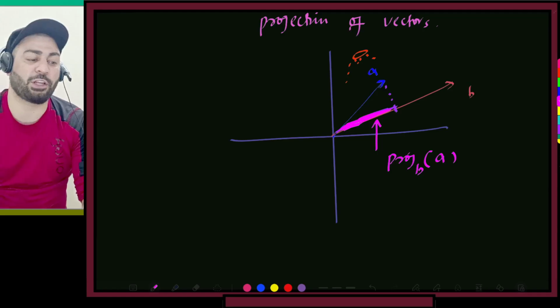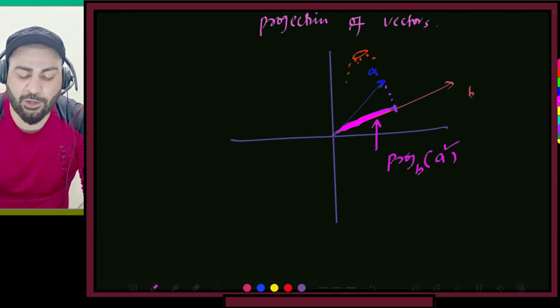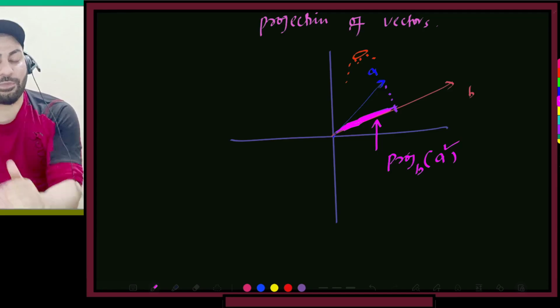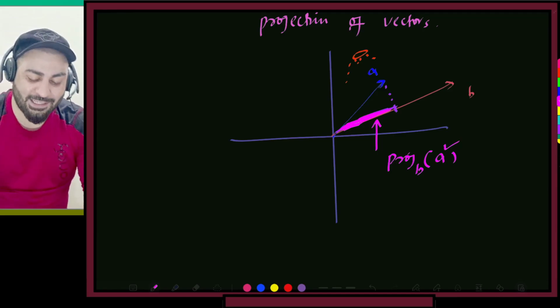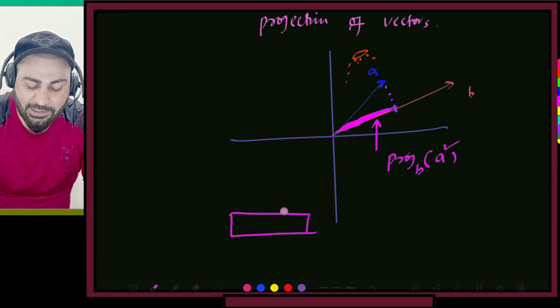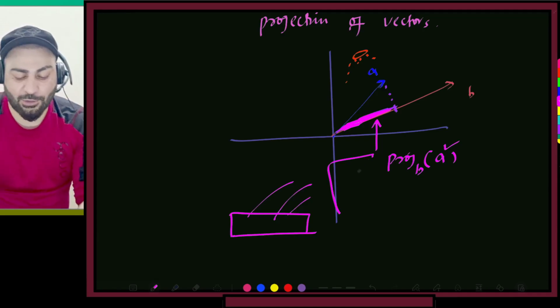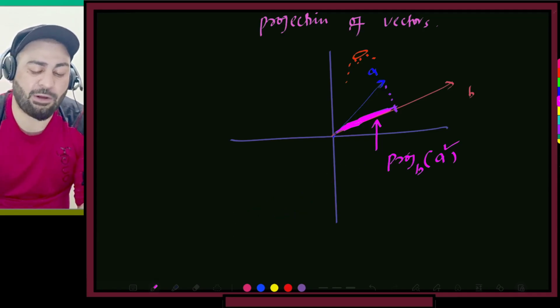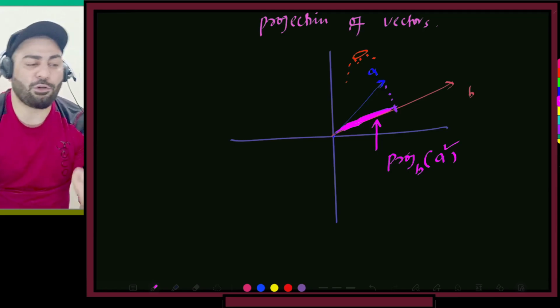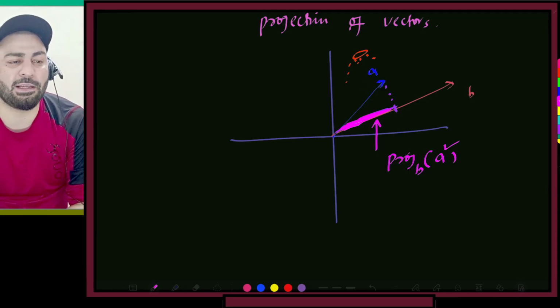You also see the notation: this is called the projection of A onto B because this is how it was projected. That's why it's called a projector. We have a projector that throws light onto the wall, and we say we projected it onto the wall. Here we have vector A and vector B, and I want to project vector A onto B.